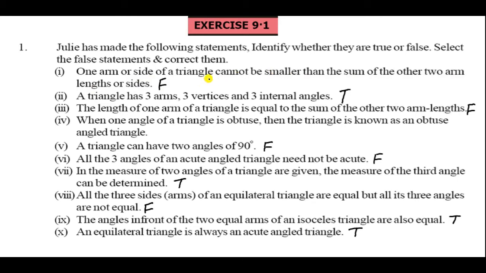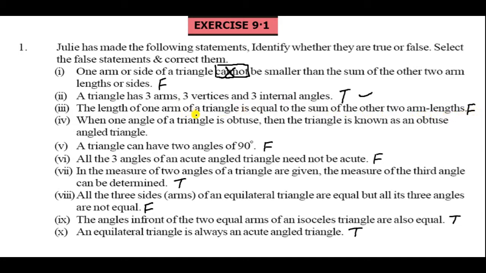So you can write, remove this letter. You can remove this. Yes. Now the second: a triangle has three arms, three vertices, and three internal angles. That is true. Now the third one: the length of one arm of a triangle is equal to the sum of the other two arms. That is a false statement.